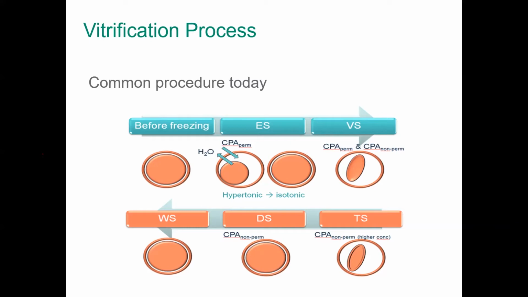But in general, we know that vitrification is all about the dehydration of the cell, and we need to reduce the intracellular water. We also need a rapid cooling rate to achieve the glass transition. And when we do the warming, we have to do the reverse steps and bring the cells back to an active physiological status.